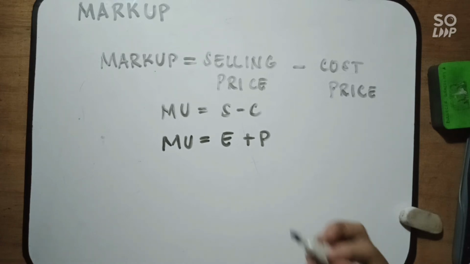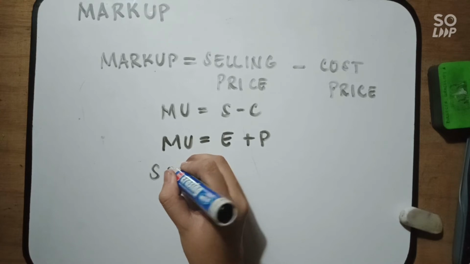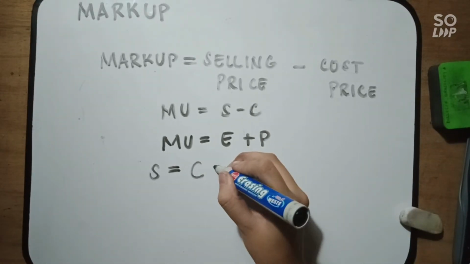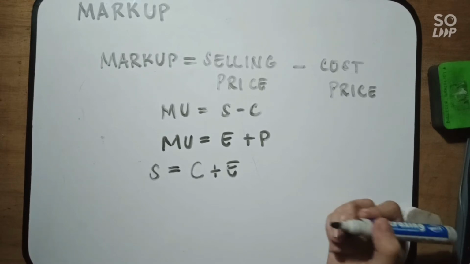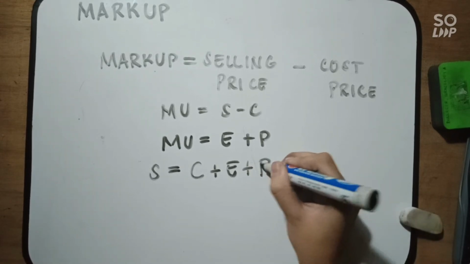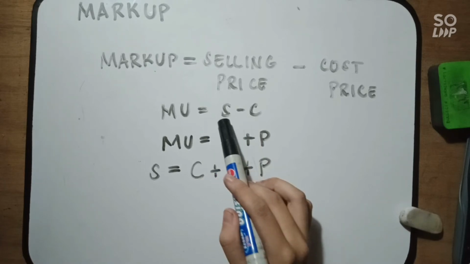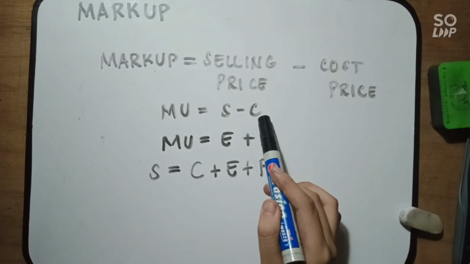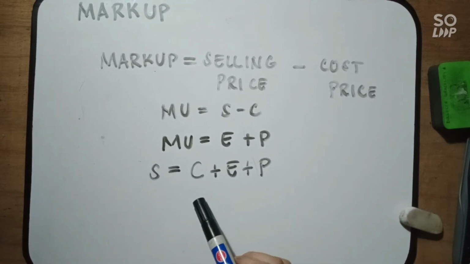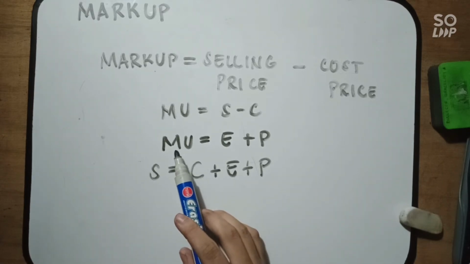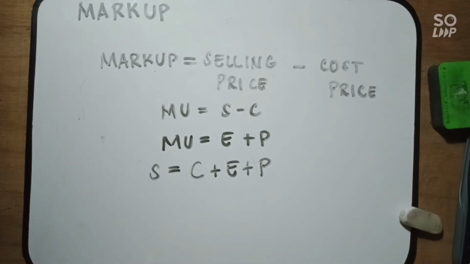The formula for selling price is S, or the selling price, equal to C, or the cost of the goods, plus E, or the operating cost or the expenses, plus the profit or P. So, since markup is equal to the selling price minus the cost price, and the selling price is equal to the sum of the cost price, the operating cost or expenses, and profit, it follows that markup is equal to the expenses plus the profit.